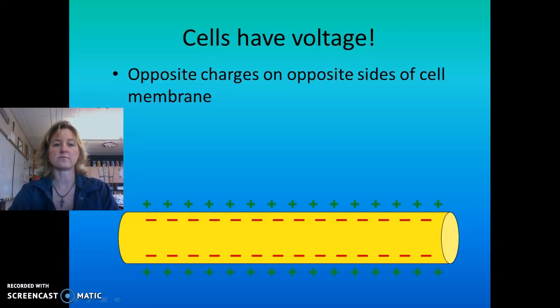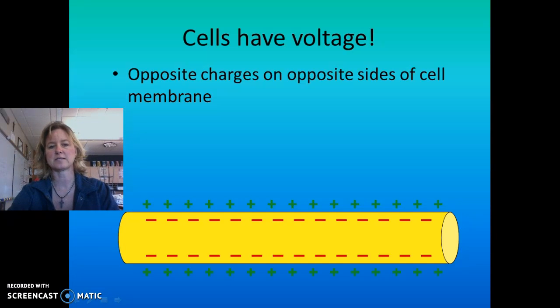Okay, cells have voltage. There are opposite charges on the opposite sides of the membrane. The inside of the membrane is more negative than the outside of the cell. We can record that information with a voltage meter, and we find that the inside of the cell is minus 70 millivolts. Now that doesn't mean it's its actual charge. It just means that it's 70 millivolts less than the outside of the cell when we compare them.